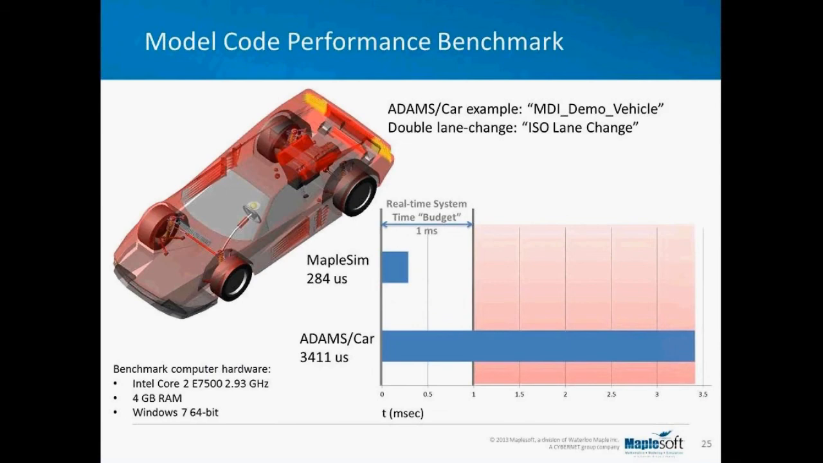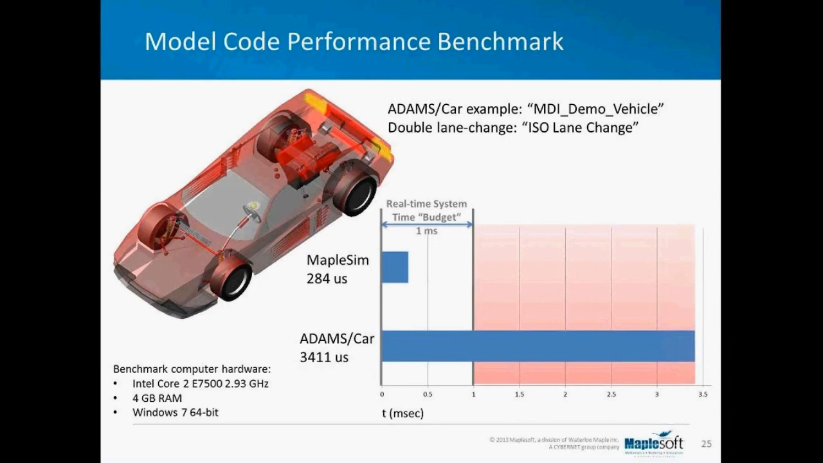Just to give you a sense of what the real advantages are in terms of code and model performance, this is a benchmark that Andrew carried out for us, just to get a sense of the performance benefit. This is using one of the standard Adams Car examples, the MDI demo vehicle, going through a double-lane change maneuver.